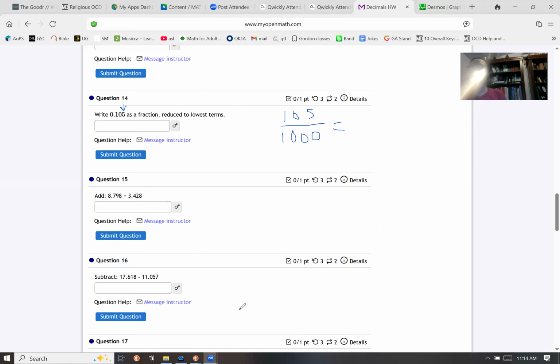Pull up the chat box in case you're putting it there. I need a common factor. What's a factor that's in common between 105 and 1,000? What are they both divisible by? There's a number in common. Kenneth or Thomas, anybody see a number in common we could divide out of both 105 and 1,000? Simplify it.